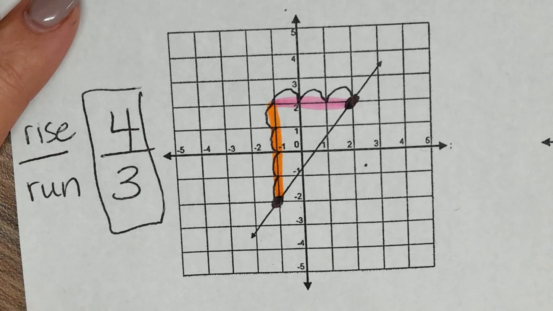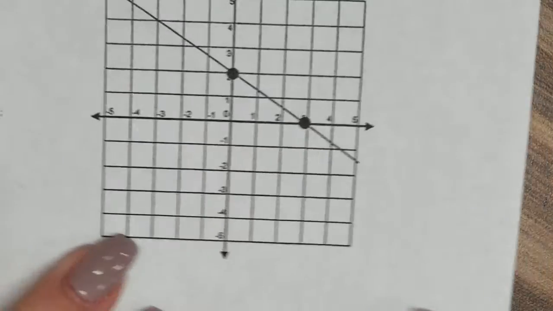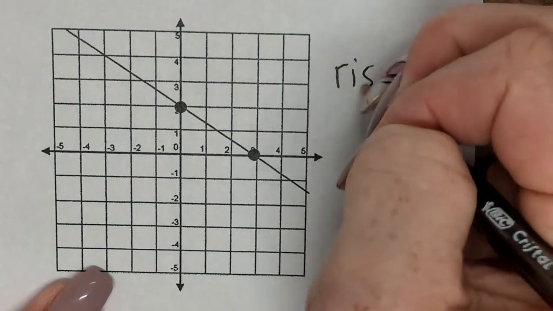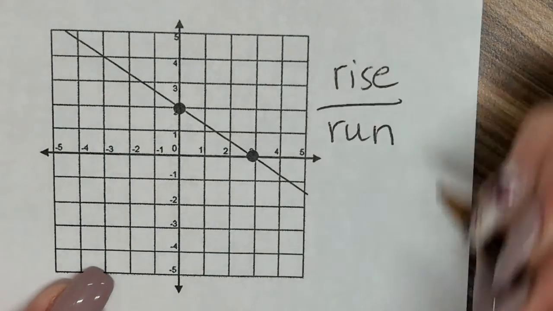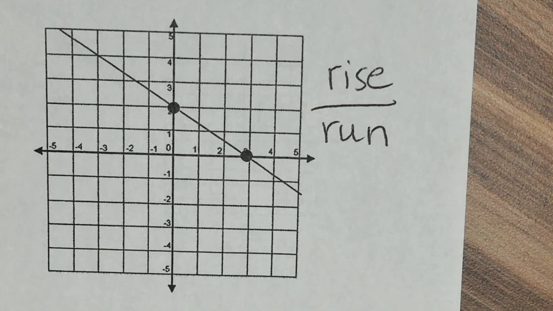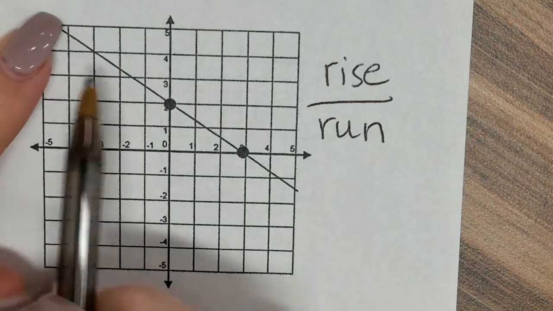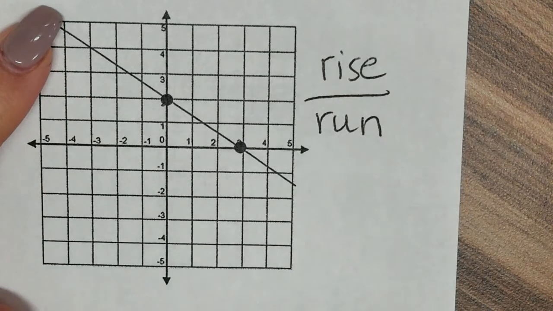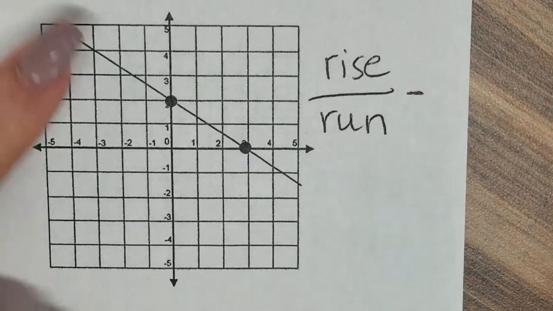Are we good? Okay, sit up. Let's do the next one. We need a rise and a run. But stop. What kind of slope is this? Because it's going down, my answer is going to be a negative. But I still need a rise and a run.